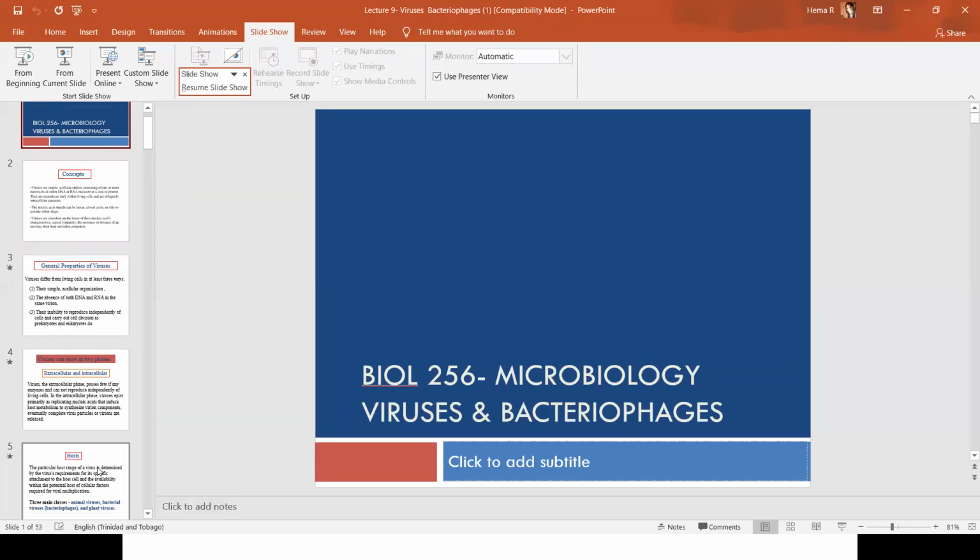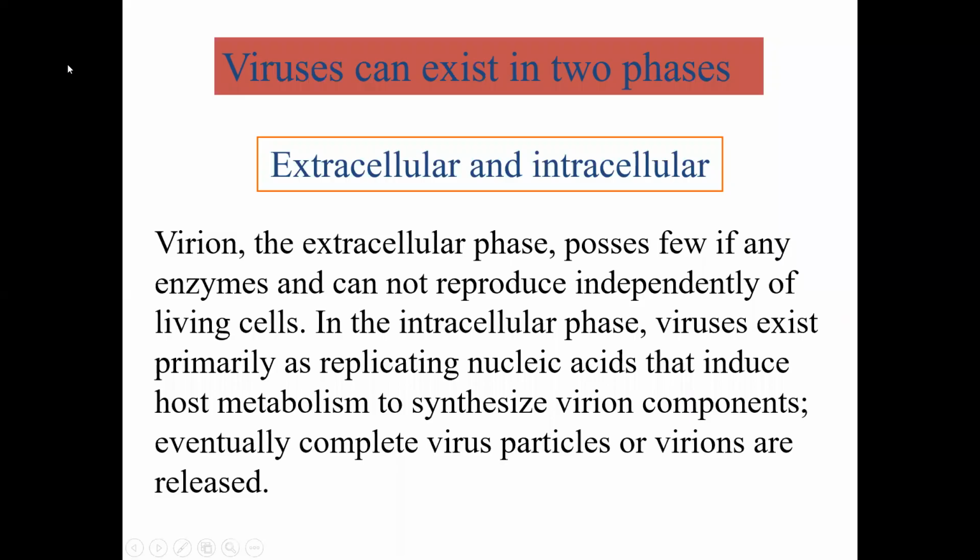Extracellularly, they lack those structures, and intracellularly, they exist as a replicating machine, basically, where they make copies of their nucleic acids because they use host structures and host enzymes and the host metabolism to synthesize virion components. And then they would take those components and build them together to create a complete virus particle. And then those viruses are released into the system.